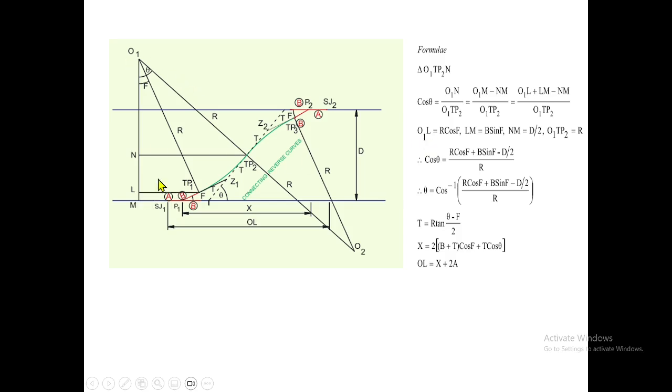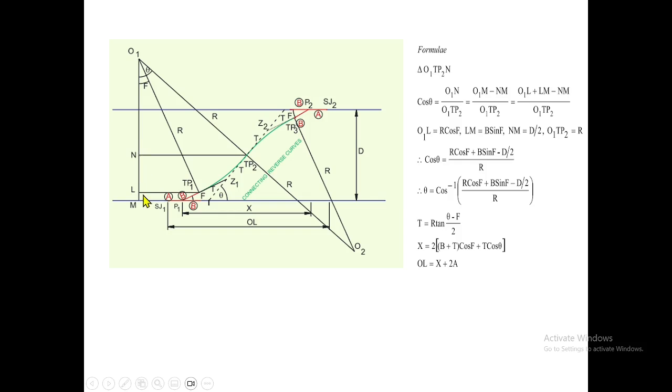O1L. So let us take again this triangle. First we have to find out O1L. O1L, how much? This we already found out, this is f, this will be 90 minus f, minus 90. I mean we'll be getting this f. So in this triangle we are finding out O1L, that is r cos f.